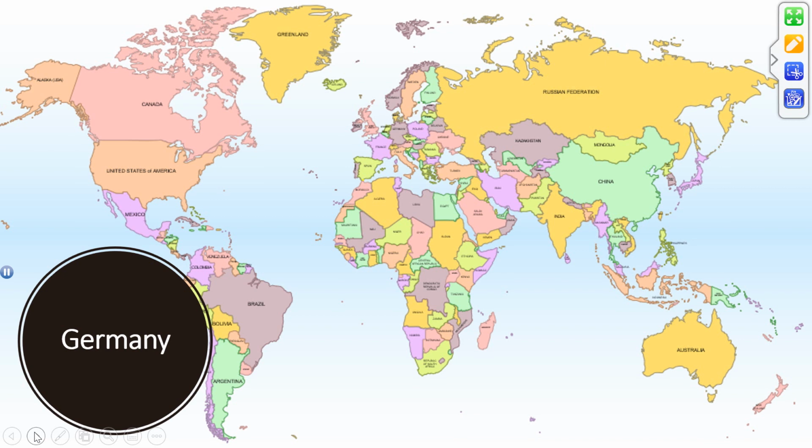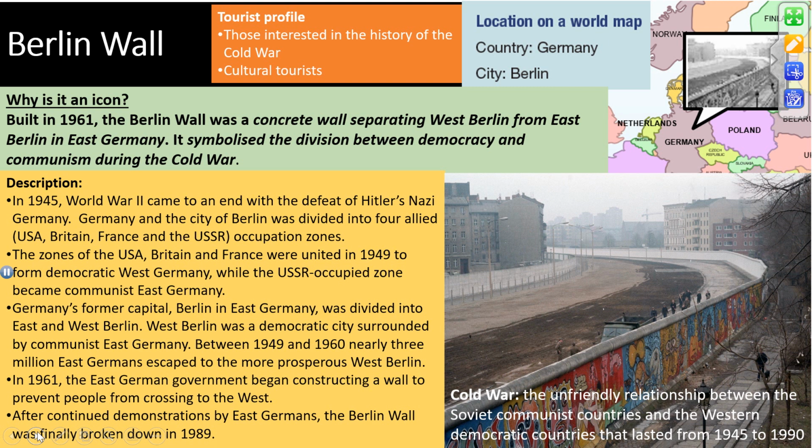Our next icon, Grade 12, is located in Germany, and there you will see where Germany is on the world map. We have two icons that we will be studying in Germany. The first one is the Berlin Wall. I refer you to the right-hand side of your map, where you will see where Germany is in relation to Poland, the Netherlands, and the Czech Republic, and where the city of Berlin is located.